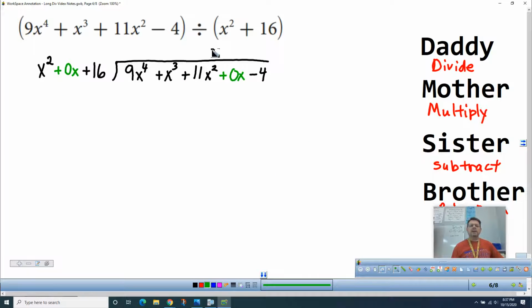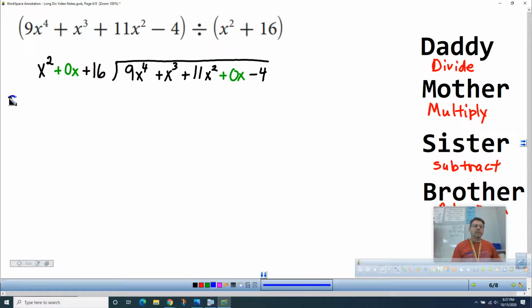This is interesting. Here's how the original problem looked. We got this 4th degree polynomial, and it's missing the x to the first power. And this one is divided by x squared plus 16. It's missing the x to the first power. So you see here in green, I added in the missing terms. Sometimes it's not going to be a big deal, but sometimes it is a big deal. So always want to take care of that just in case. So let's go process. Daddy divide, mother multiply, sister subtract, brother bring down.